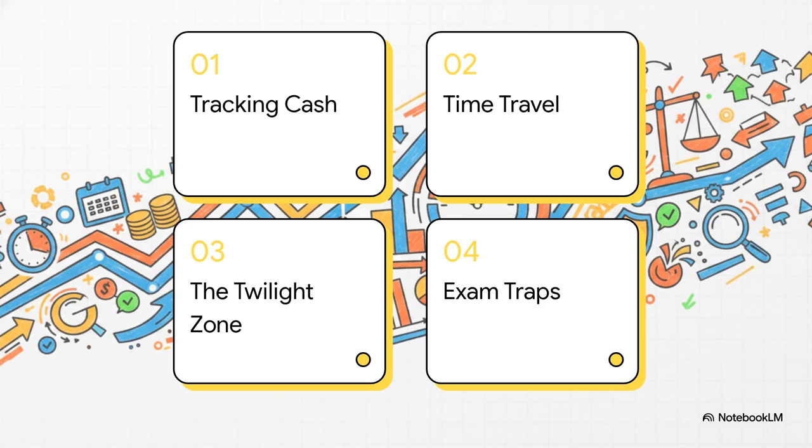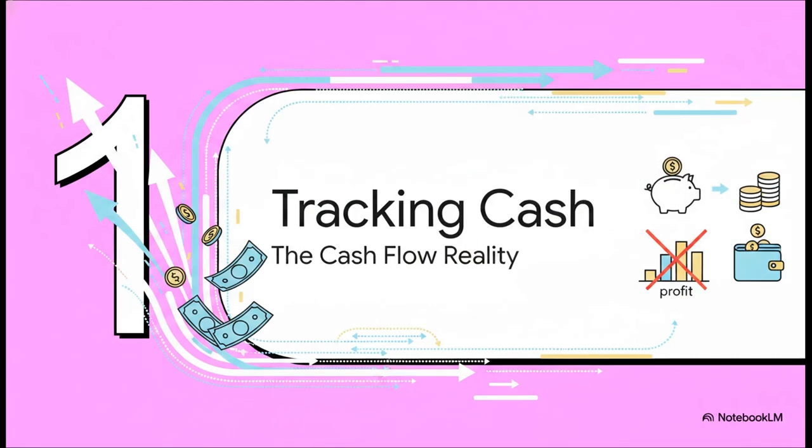Second, time travel with IAS 8. Third, the twilight zone with IAS 10. And finally, we'll wrap up with exam traps. Let's jump into Section 1, Tracking Cash, the cash flow reality.